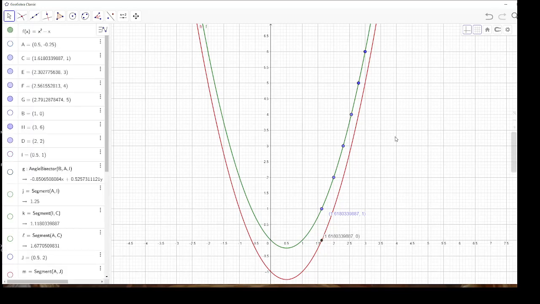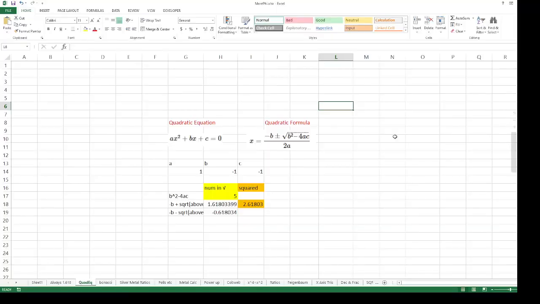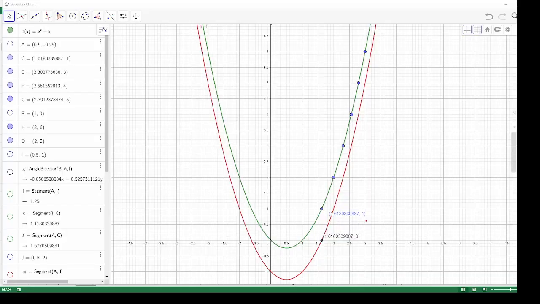Now, this is the parabola where you usually find phi, and this is based on the quadratic formula. You can see on the left is the quadratic equation, x squared plus x plus c equals 0, and on the right is where you plug in the coefficients. So I've done a little bit of Excel work here, and you can see that if you have 1x squared minus x minus 1, the number that is under the square root sign, or the radix, is 5. Phi is equal to 1 plus the square root of 5 over 2.